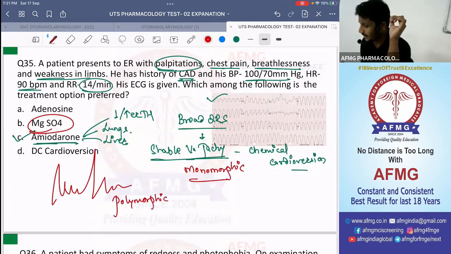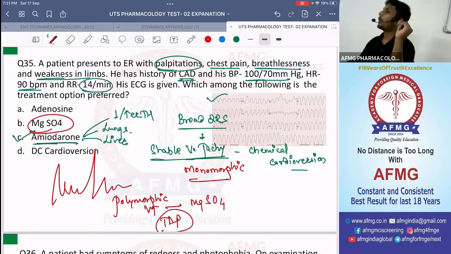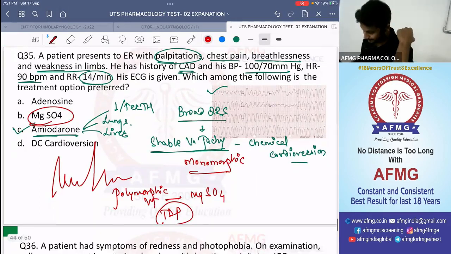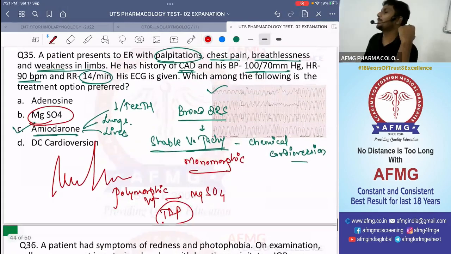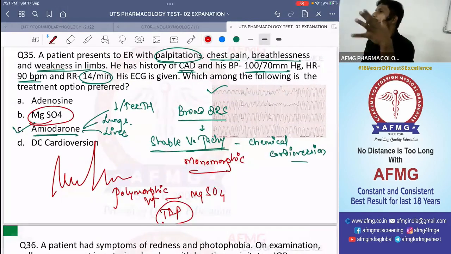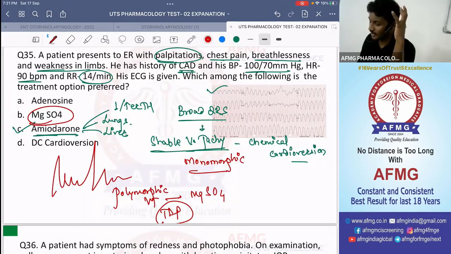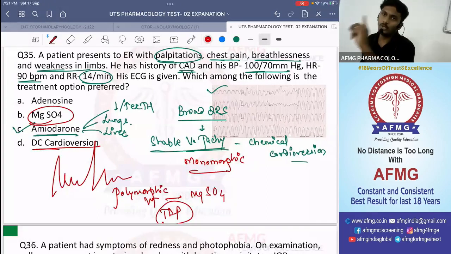And in polymorphic VT, the drug of choice is magnesium sulfate. And this polymorphic VT is nothing but Torsades de pointes caused due to QT prolongation. Yes, hypokalemia. No issues with this, anybody? समझ गए? अगर यहाँ patient का BP would have been somewhere around 70/40, then your answer would have been DC cardioversion. कोई दिक्कत नहीं है इसमें.